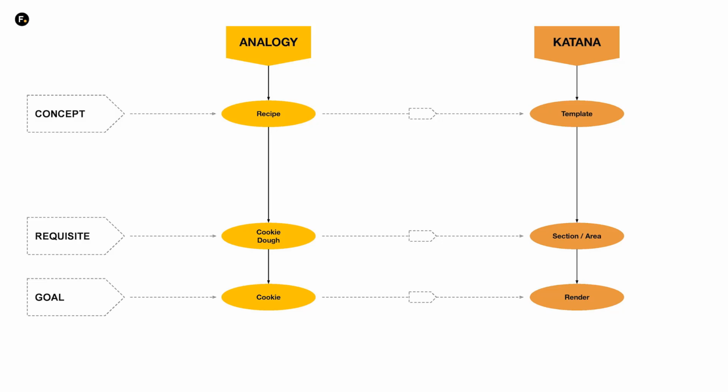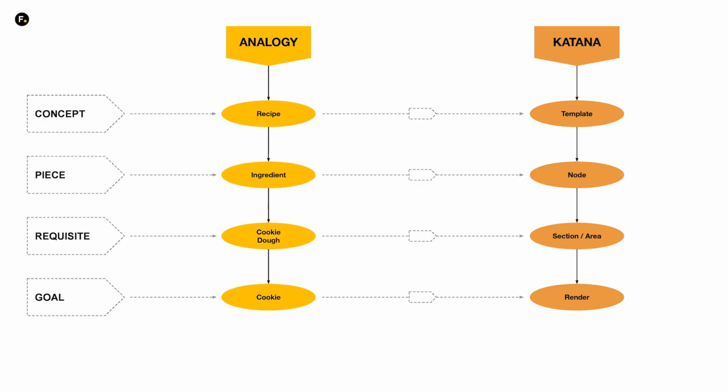This cookie dough can be created in many different ways. We may use a different type of flour or sugar, or add more or less of each ingredient to alter the end result. The same is true for templates, where each ingredient is actually a node, which will have a specific task to alter something in order to change the final result of our render. Now that we have a better understanding of what templates are and how they work, let's go ahead and talk about some of the specific tasks that templates will help us to automate.